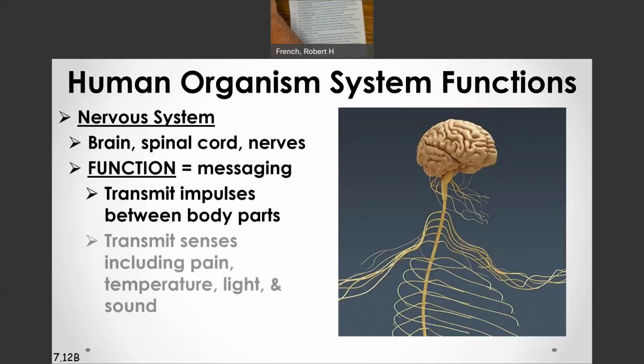The nervous system, that's your next one. The nervous system includes the brain, spinal cord, and nerves. Its function is to transmit impulses between body parts, transmit sensory information to the brain, and to control the muscles and other body systems.